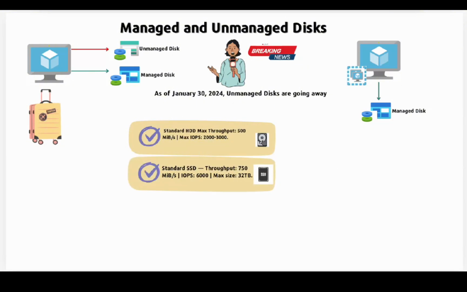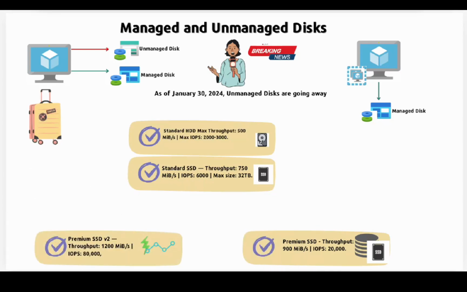Standard SSD, the throughput is 750 Mbps and IOPS is 6000. The maximum size of this particular disk can go up to 32 TB, ideal for lightly used enterprise apps or a dev test environment. Premium SSD. Now we are getting into production level performance. Think of SAP database or performance sensitive workloads. Throughput is 900 MB per second and IOPS is 20,000.